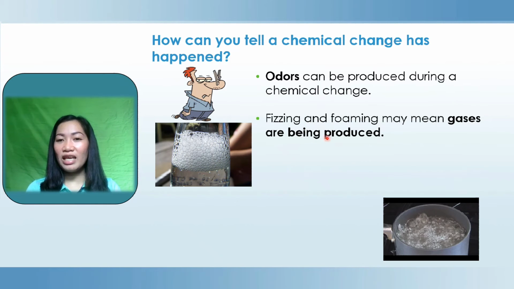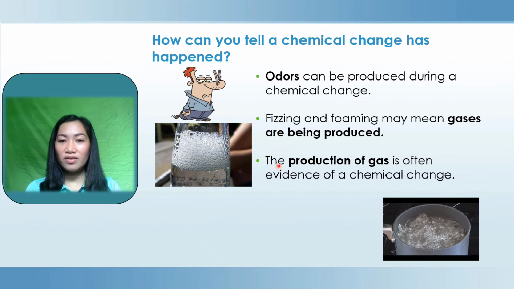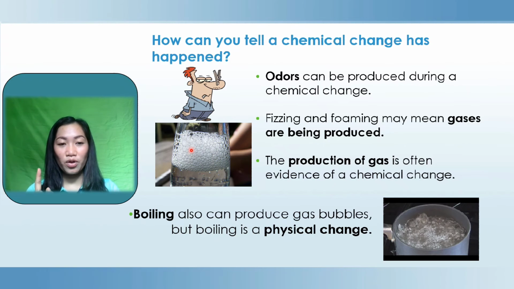We have also the fizzing and foaming, which means gases are being produced. There is a gas production. The production of gas is often evidence of a chemical change, like this one, foaming. But remember, boiling also can produce gas bubbles, but boiling is a physical change. It's an example.